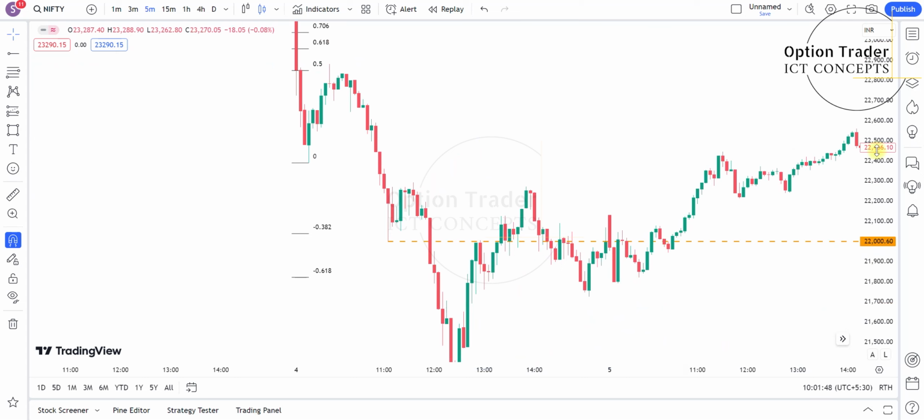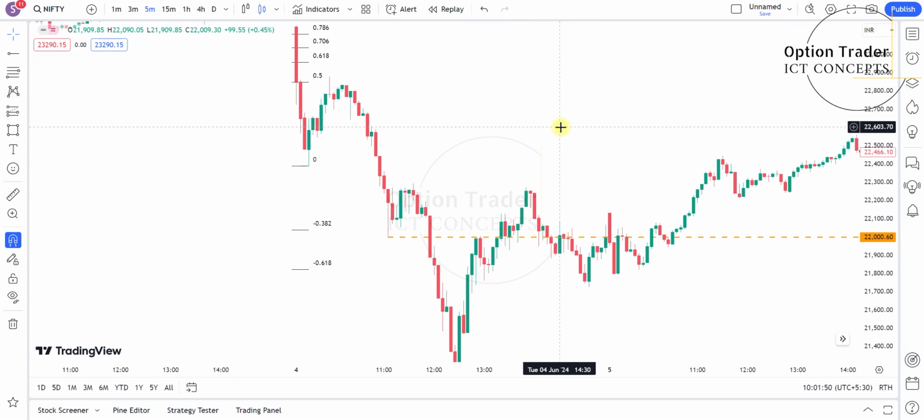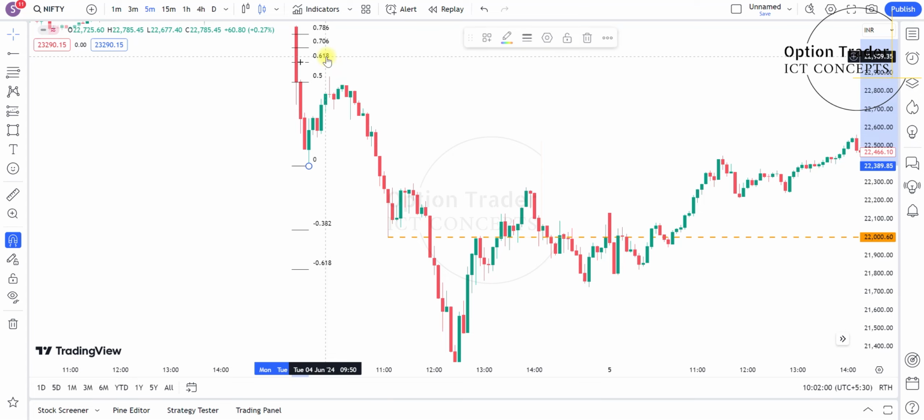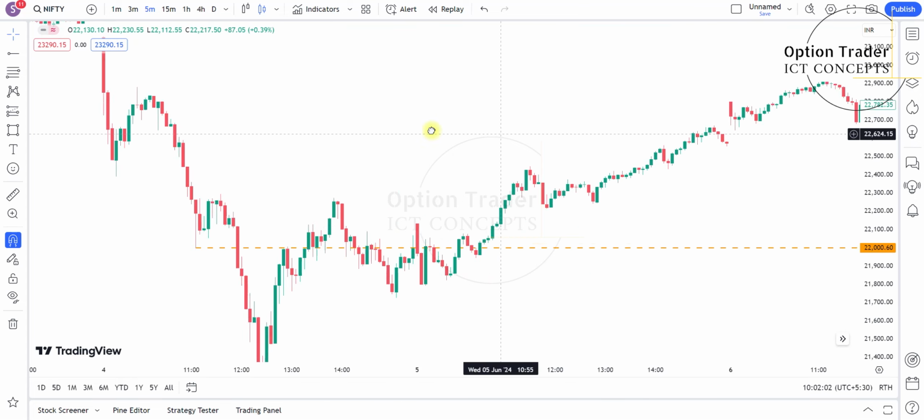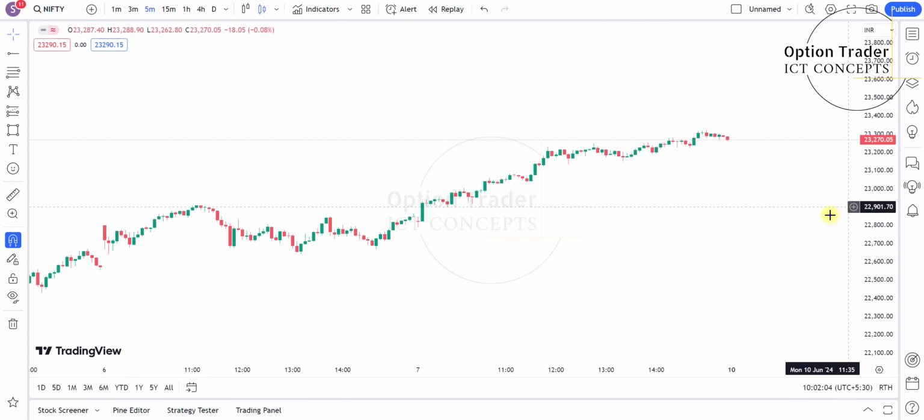Okay, we need to draw from the swing low to the swing high and wait for the confirmation in the retest on the 0.5, and moreover at 0.618, that is the golden zone. 0.618 is a good entry for long or short. Okay, it depends upon the risk reward ratio which you are trading.